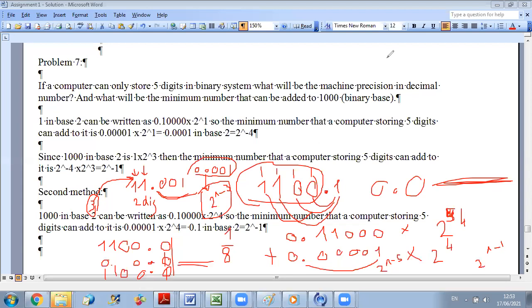Any other question on this? Does anyone else have a question on the precision or the minimum number to add? Okay, so we are done with the correction of the assignment.